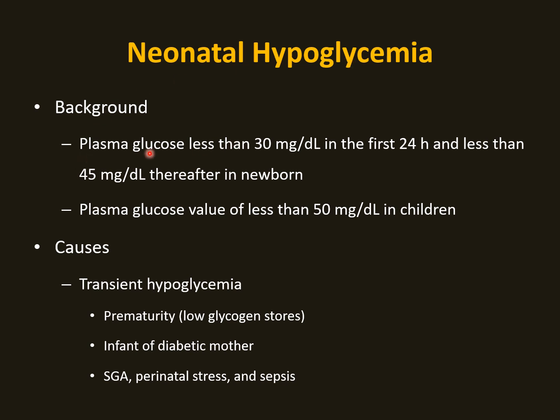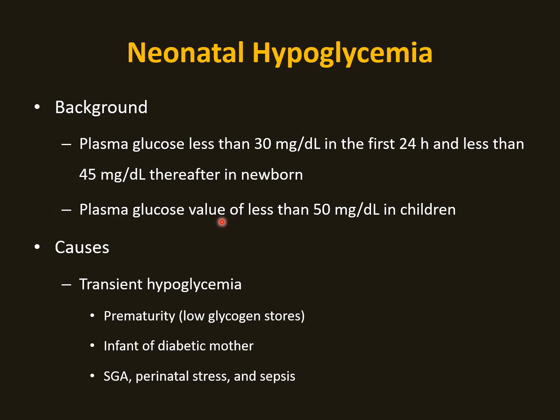Neonatal hypoglycemia. The definition of neonatal hypoglycemia is blood glucose less than 30 in the first 24 hours, then less than 45 milligram per deciliter thereafter in the newborn. Please correct that in the study guide. What was written by mistake was 70, so the correction is 45 milligram per deciliter.